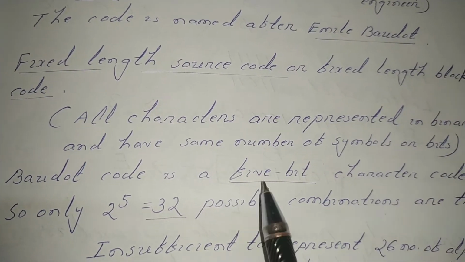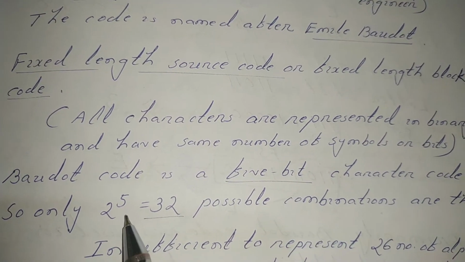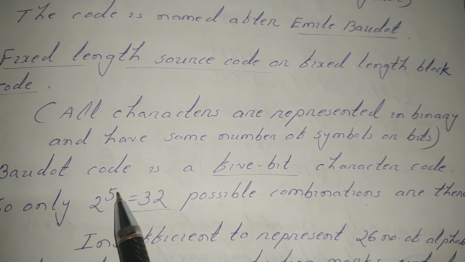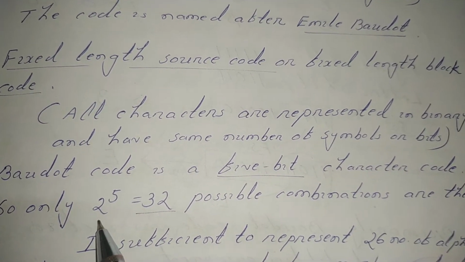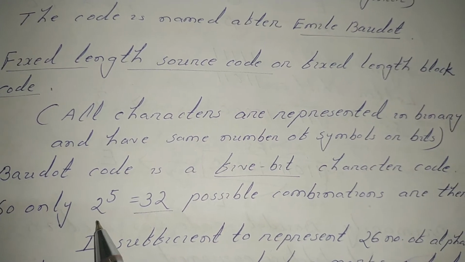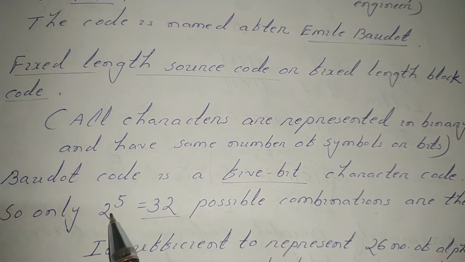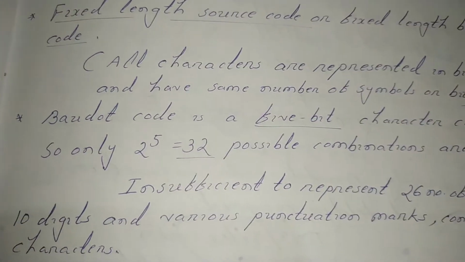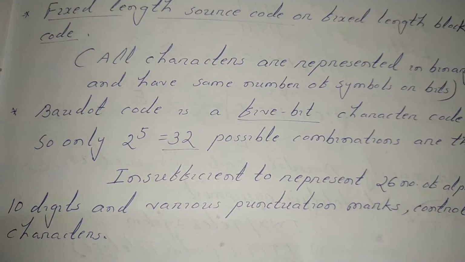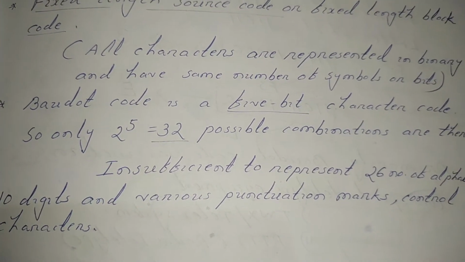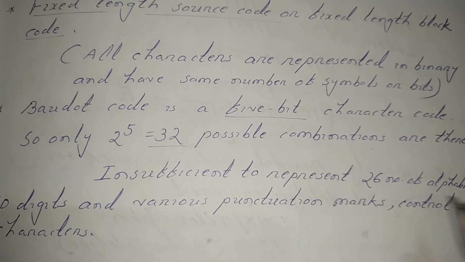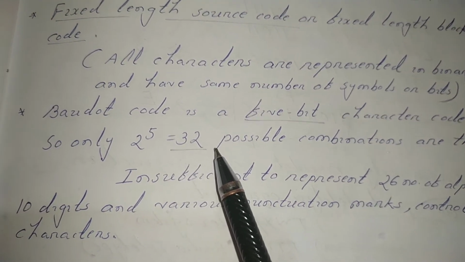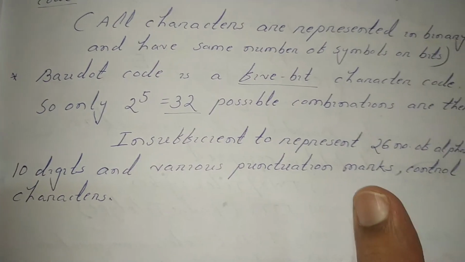So as a 5-bit character code, there are a total of 2 to the power 5, that is 32, possible combinations. Why is 2 to the power 5 taken? Because you are taking the binary number system for the encoding purpose. But in our English language, there are 26 alphabets, 10 digits, and various punctuation marks. Then how can we represent all these things using only 32 possible combinations? It is not possible, it is insufficient. So that is the drawback of Baudot code.